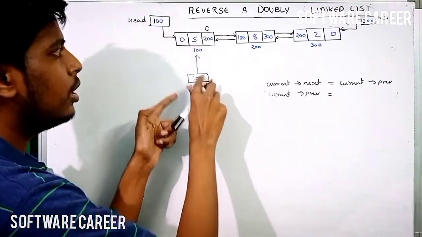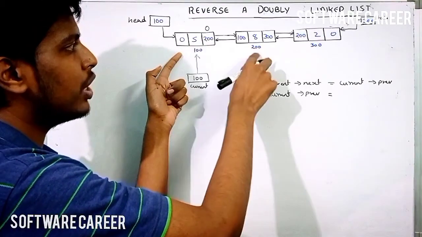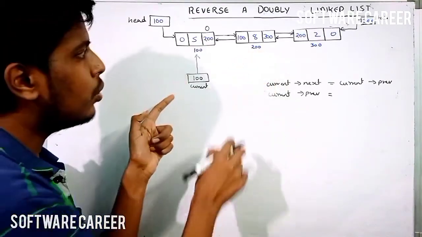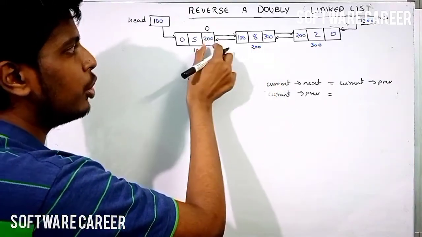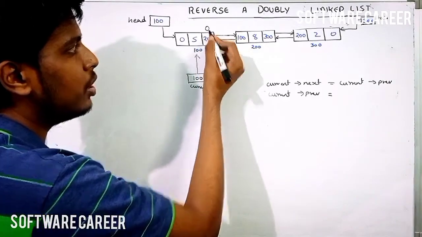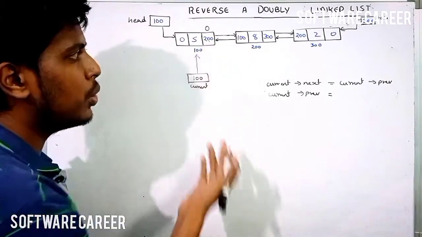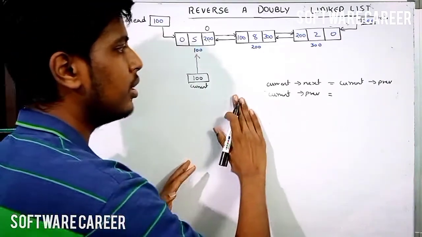Now current is 100, previous is this pointer. Now in this pointer you should store the address of next node, that is 200. Now how can you get 200? 200 will be stored in the next pointer of previous node, that is here. But see here, 200 is updated to 0 now. So you can't get 200, so you can't use this step. So let's see another thing.